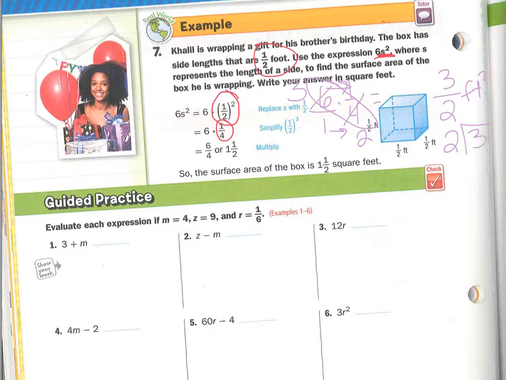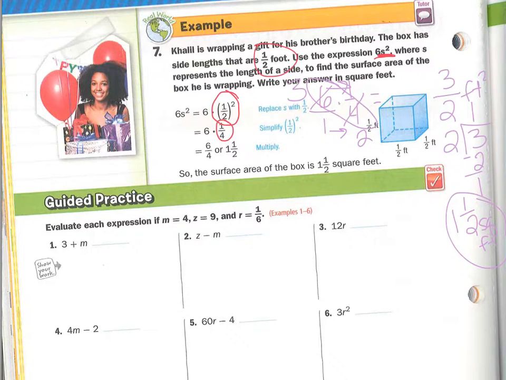Again, something that you guys also know, but we're putting a lot of your prior knowledge together here. So instead of leaving this as 3 over 2, we're going to see how many times 2 goes into 3. That's a 1 with 1 left over. So we would get 1 and 1/2 square feet. Okay, which is exactly what they show in this problem, but I wanted to make sure you understood that one.